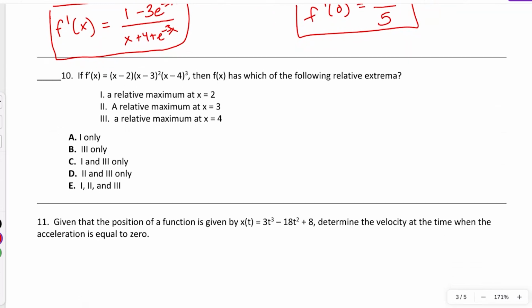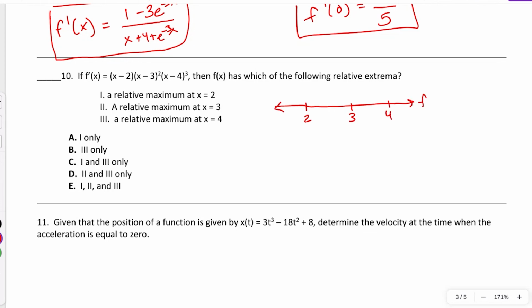Number 10 says f prime is defined by this polynomial function. Okay, looks like it's a 6th degree? Yeah. And it asks which of the following relative extrema f of x has. So first, we're going to have critical values at, and I'll start my number line chart here, 2, 3, and 4. And this is a number line for f prime. Now I'll plug in some representatives from each one of these intervals to see what's going on in that interval. So if I plug in a number like 0, I'm going to get a negative.